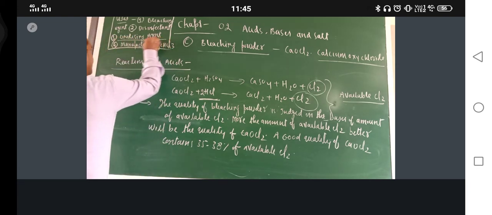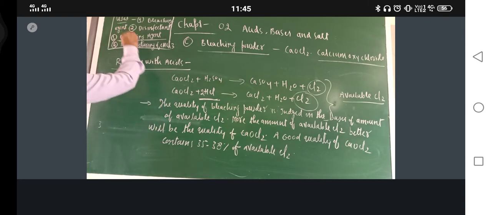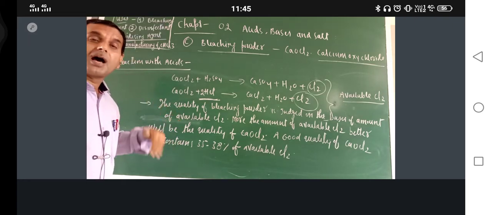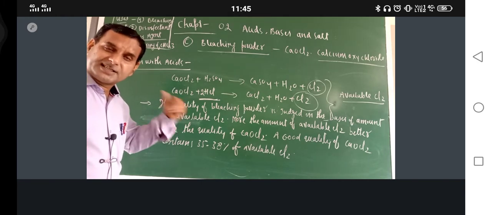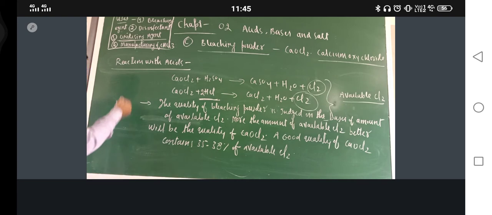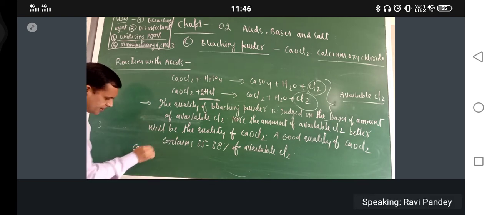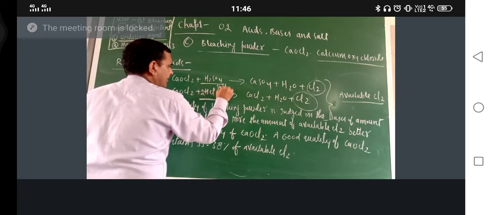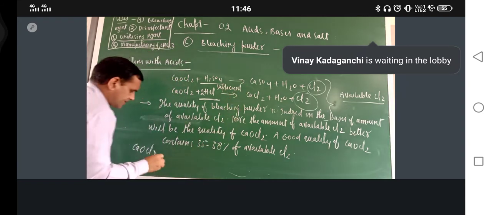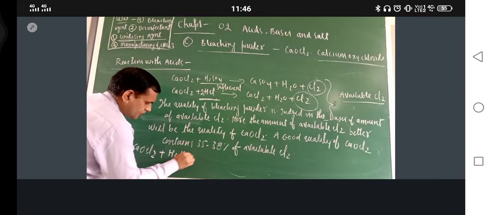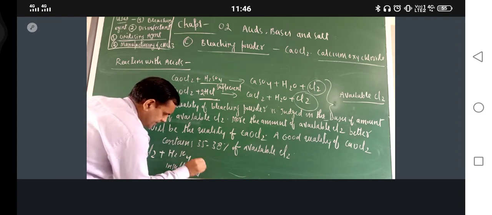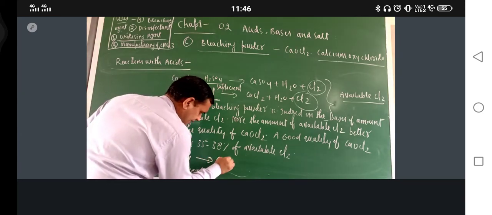Next one is oxidizing agent. Oxidizing agent means some chemical substance must furnish the nascent oxygen. I will tell you how. Just see. When CaOCl2 is taken with H2SO4, which is sufficient... Suppose here you have taken H2SO4 insufficient.